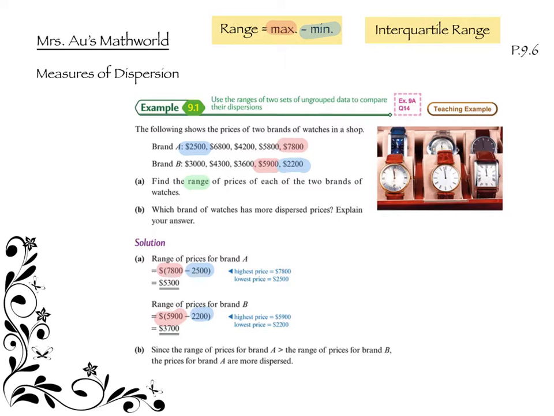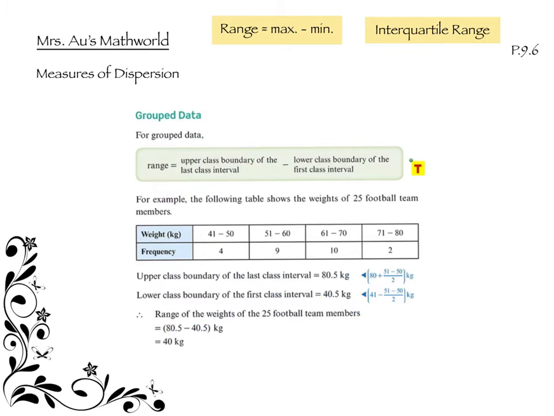And then, which one is more diverse? This time you can use the range to help you. More diverse means a larger range. Simply check which one has the larger range and you can get the answer. But if it's in group data, the range is a little bit different.